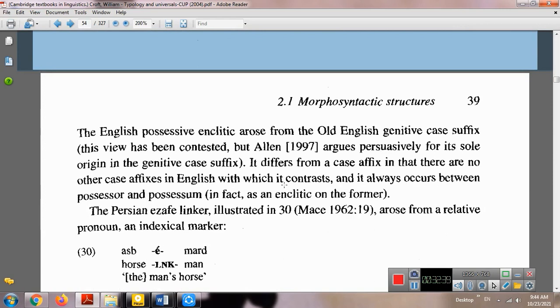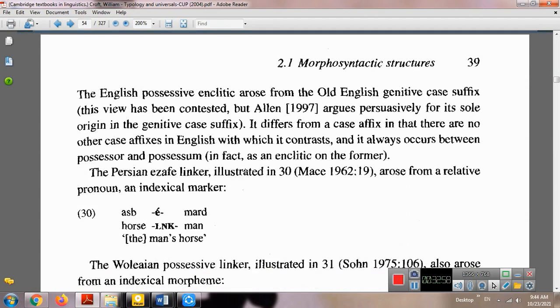The English possessive enclitic arose from the Old English genitive case suffix. This view has been contested, but Allen in 1997 argues persuasively for its sole origin in the genitive case suffix. It differs from a case affix in that there are no other case affixes in English with which it contrasts, and it always occurs between possessor and possessum.